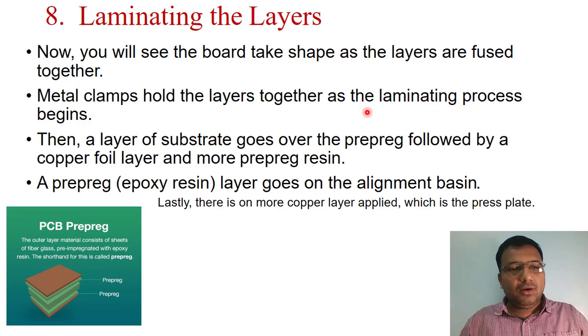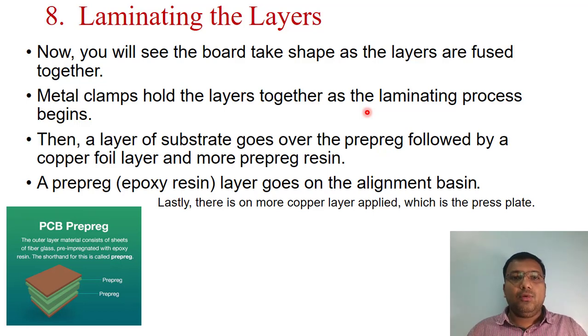The laminating of the layers. Now you will see the board take shape as the layers are fused together. The metal clamps hold the layers together for the laminating process. The layer of substrate goes to prepreg, followed by a copper foil layer and more prepreg resin.